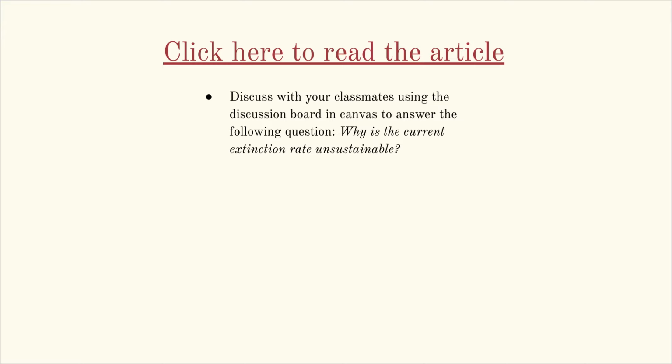Okay, so now I want you to complete a discussion board. The question for the discussion board, and it will be posted in Canvas as well, is why is the current extinction rate unsustainable? To understand why the current extinction rate is unsustainable, I have attached a link at the top, and you can read about the extinction rate.